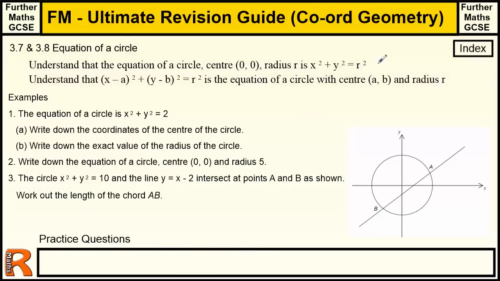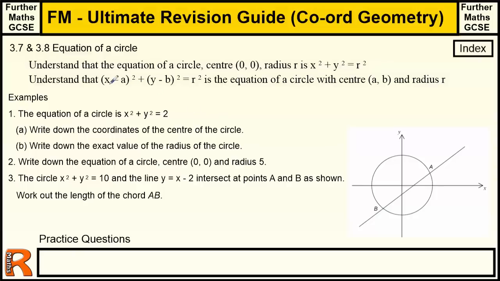Okay, so 3.7 is all about the equation of a circle, which is the simple equation x squared plus y squared is r squared, and that is a circle of centre 0, 0 with a radius of whatever this number is square rooted, so whatever r would be to square to make this number. So if this was 36, the radius would be 6. If it was 20, it would be the square root of 20.